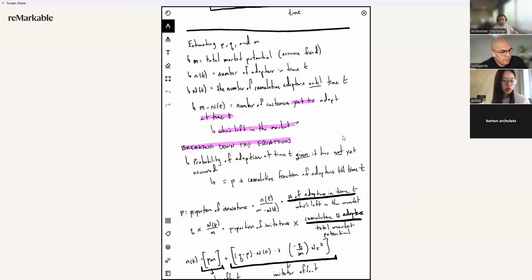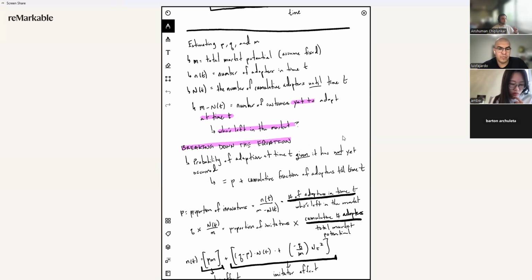Great. And now this is my way of verbally breaking down an equation. What we're looking for is the probability of adoption at time t, given that it has not yet occurred, right? So at any time point, what are the chances that we're going to capture a little bit more of the market? And that's going to be equal to P, which is once again the proportion of innovators, and then we're going to add that to the cumulative fraction of adoptions until time t.